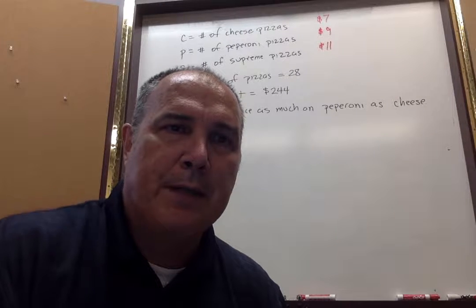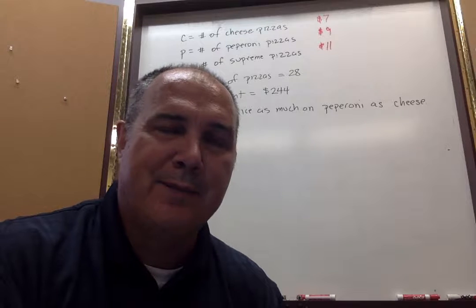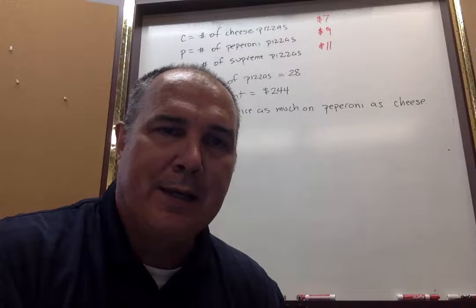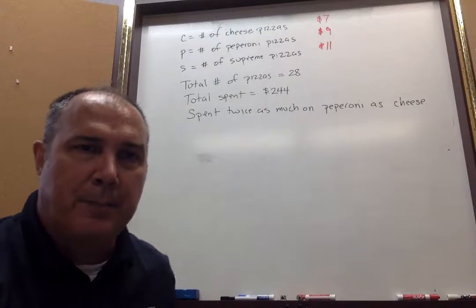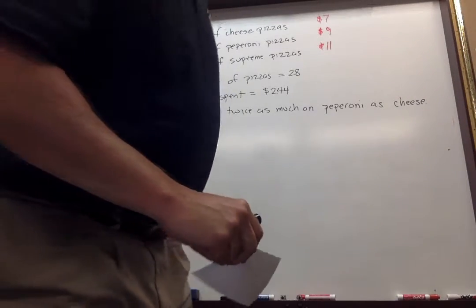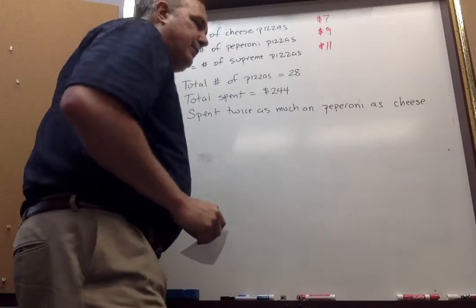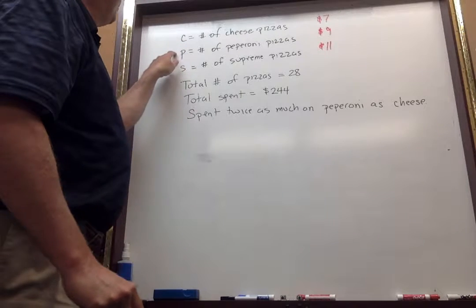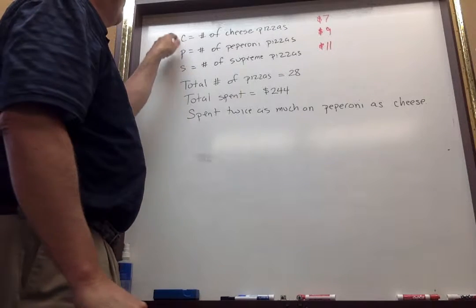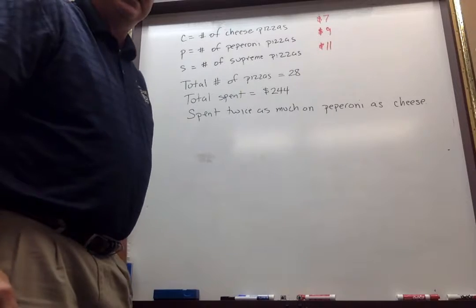I got your email about this problem, and I thought instead of doing it by email and a bunch of steps, I'd just shoot a little video here and show you how to solve this. So I've got all the information up on the board, and we're asked to find the number of cheese pizzas, the number of pepperoni pizzas, and the number of supremes. So I just let those variables equal C, P, and S.